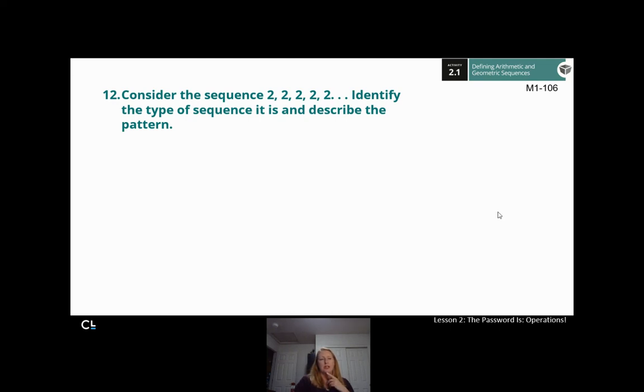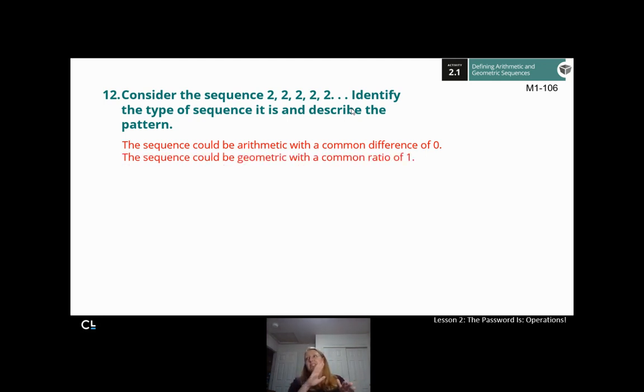All right, so I actually had a bunch of thoughts. I thought, well, the sequence could be arithmetic with a common difference of zero, right? Plus zero, plus zero, plus zero, plus zero. That's a possibility. I then thought, well, wait. The sequence could be geometric with a common ratio of one, right? Times one, times one, times one, times one. And then I thought, you know what? I might just be overthinking this. The sequence could be neither, with the term 2 just repeating itself over and over again. That's also possible. So a lot of different ways of looking at this, aren't there?